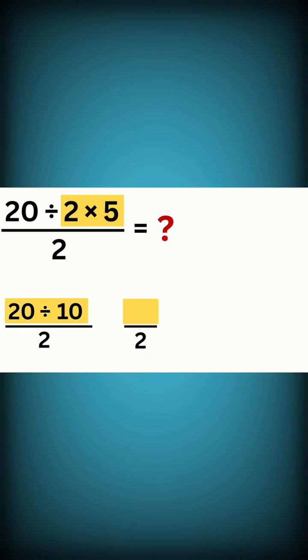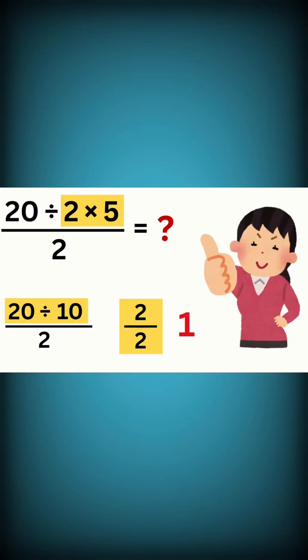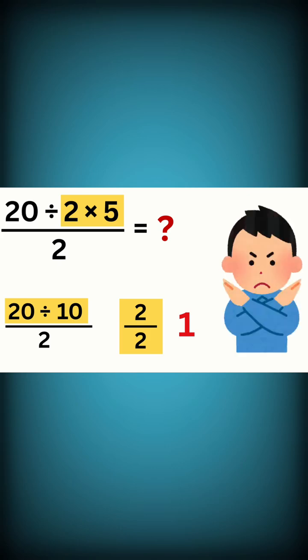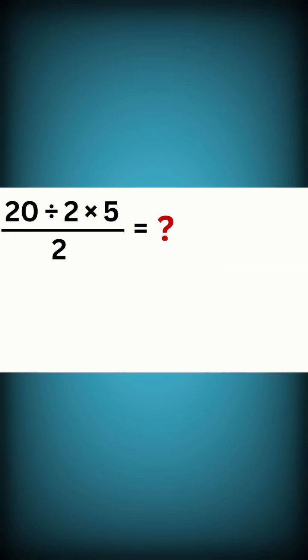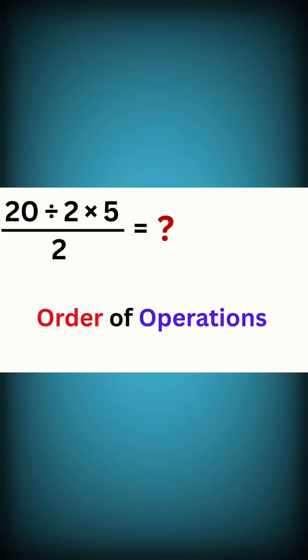Then they might divide 20 by 10 and get 2. Then divide 2 by 2 and get 1. That sounds neat and feels reasonable, and many people would confidently say the answer is 1. But that is not correct. In fact, that method breaks one of the most important and basic rules in all of mathematics. The rule called the order of operations.